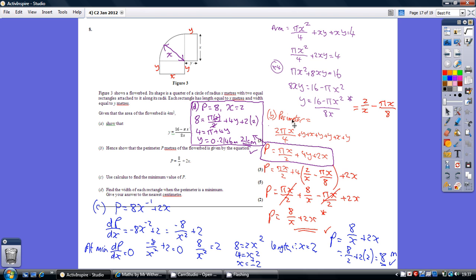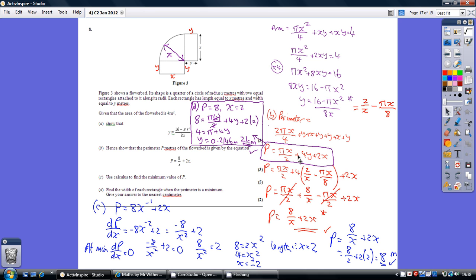Now for part B, we need to show the perimeter is this. So basically perimeter all the way around. So think what we're saying again. We've got the perimeter of this quarter circle is going to be a quarter of 2 pi r, so 2 pi x divided by 4, plus all these various little y's and x's as we go all the way around. So that gives us this. Gathering up our y's and x's, we get this.